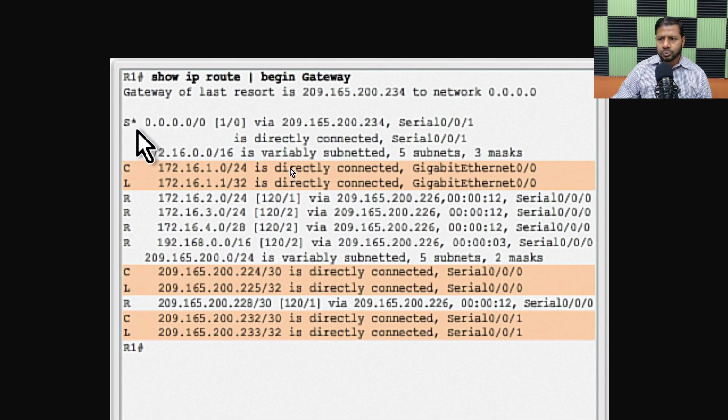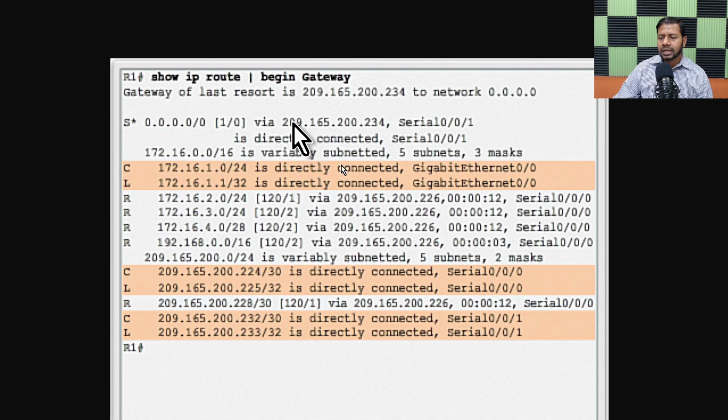Very simple. Let's look at this particular route. This one is a static route. 0.0.0.0 means all networks, that means every network. Via 209, that is the IP address of the next hop router. Serial 0/0/1, that is the exit interface of my router. This is directly connected, serial 0/0/1. Okay, so look at that. This is a default route, and its administrative distance is 1 because it's manually configured, it's a static route.